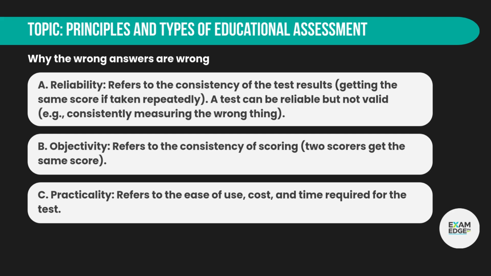A. Reliability refers to the consistency of the test results, getting the same score if taken repeatedly. A test can be reliable but not valid, e.g., consistently measuring the wrong thing. B. Objectivity refers to the consistency of scoring, two scorers get the same score. C. Practicality refers to the ease of use, cost, and time required for the test.